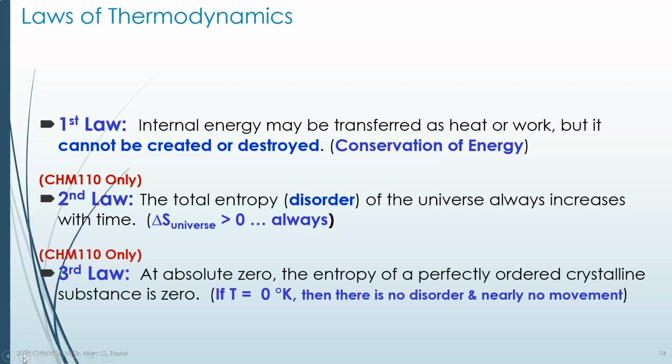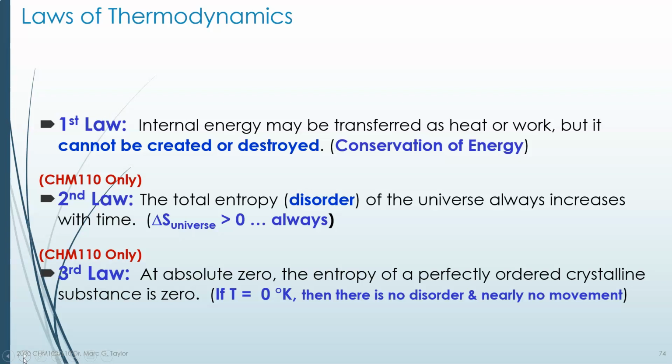The third law of thermodynamics says that at absolute zero, so what is absolute zero? Absolute zero is the lowest temperature possible. It's the temperature when you have removed all heat energy from a substance, all vibrational energy, all movement of the particles. And so at absolute zero, the entropy of a perfectly ordered crystalline substance, in other words, all the atoms are sitting in place, not moving, not vibrating, at that point, the entropy, the disorder, is zero. In other words, it's a perfectly ordered system.